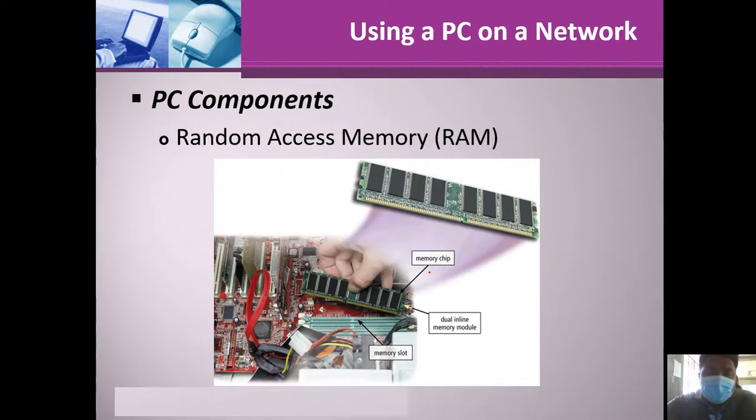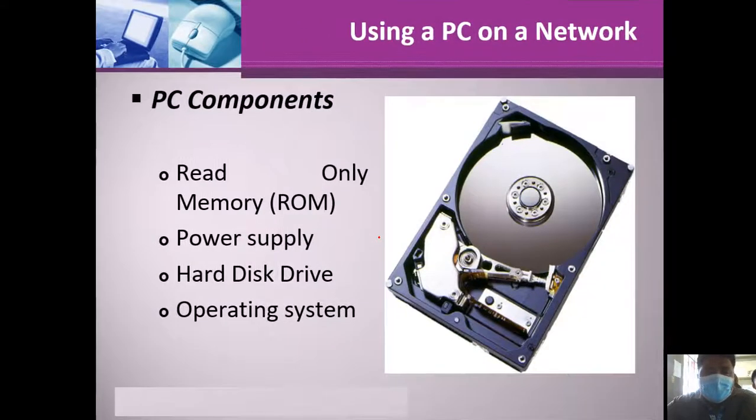Of course, we have our RAM, or random access memory, slot. We have the memory chips. These are the memory chips. This is very basic. And then we also have read-only memory or ROM, power supply, hard disk drive.